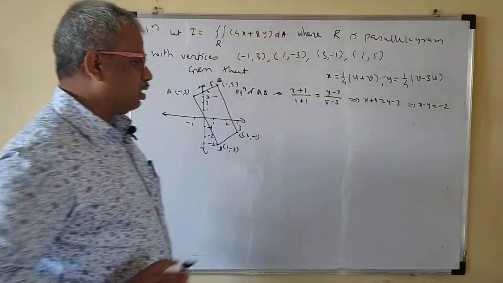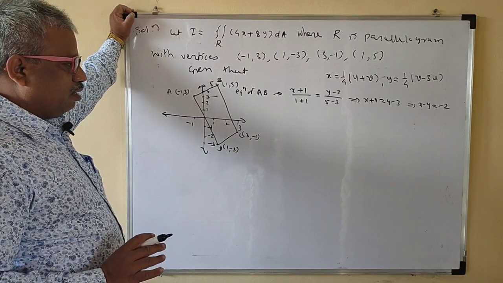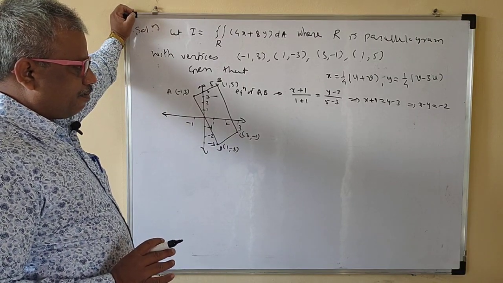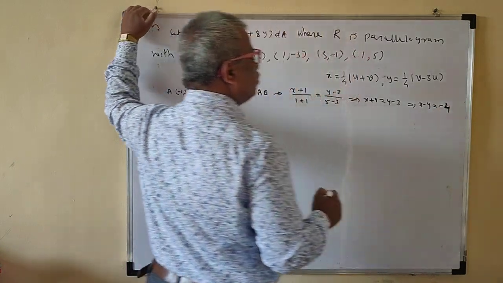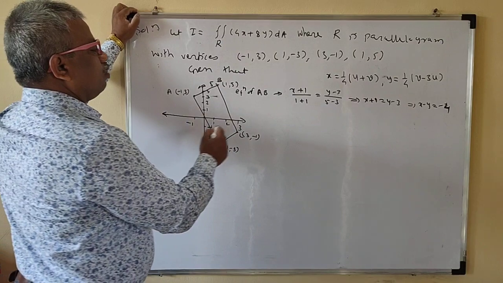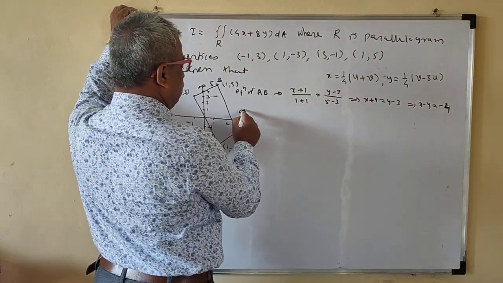Keep this, it doesn't matter. Or you may write this as x minus y equals minus 4. Now we get the equation of AB. We'll find the equation of BC now.